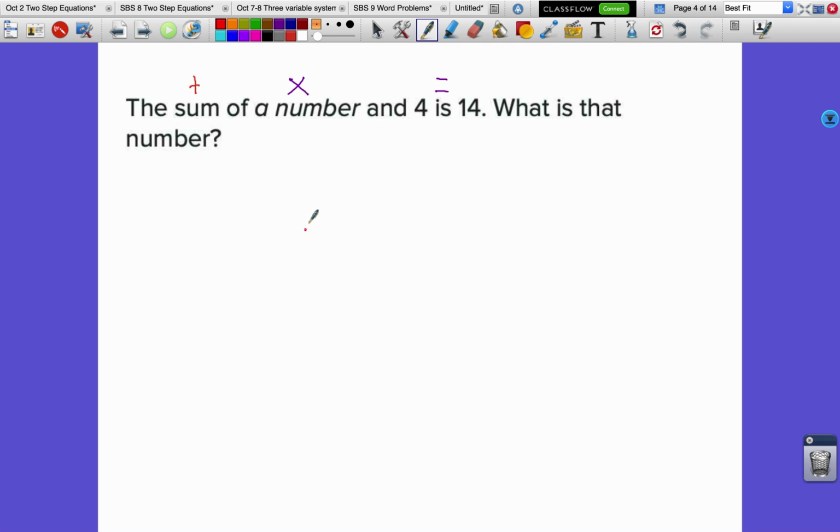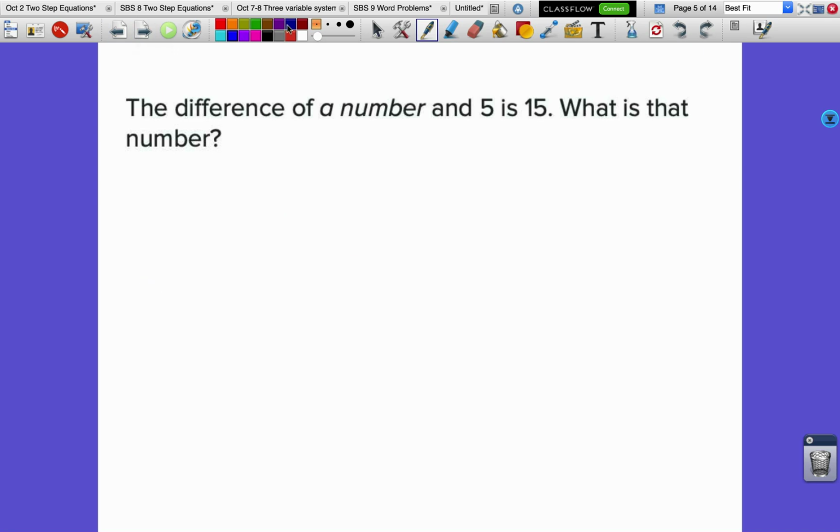Let's put this together into an equation. The sum of a number, so x, plus 4 is 14, equals 14. The inverse operation of addition is subtraction, so we'll subtract 4 from both sides, and we get x equals 10. Put a box around it, plug it back in to double check.